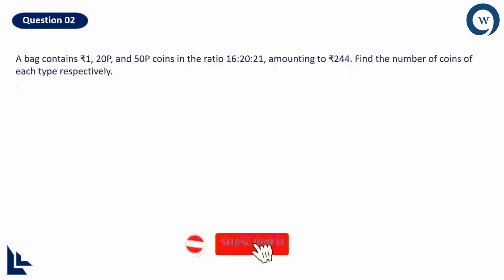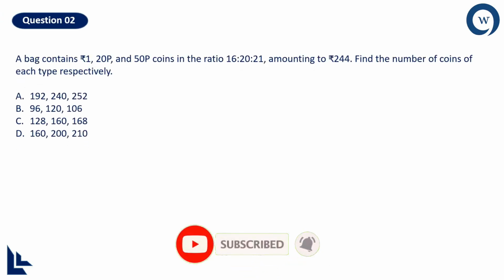Question number 2 is over here. And this is one of the highly important types of problem from the chapter of ratios. Minimum one question you will get from this type. Okay, we'll go on with the explanation part right now. A bag contains rupee 1, 20 paisa and 50 paisa coins in the ratio 16:20:21, amounting to 244. Find the number of coins of each type respectively.